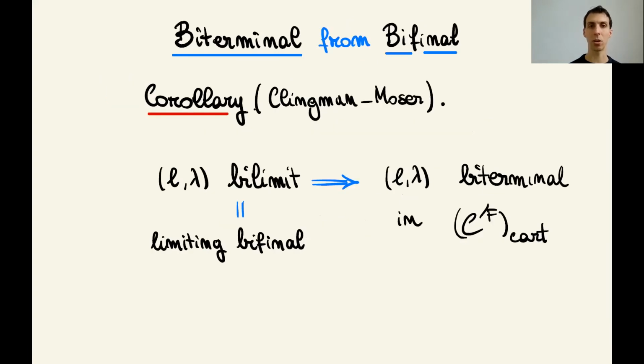This is an interesting corollary that was already proved by Kellingman and Moser. If this pair L lambda is a bilimit, so it is limiting bifinal, as we said, then if we restrict to the two-category where the one-cells are spanned by the Cartesian one-arrows, what we call M-cart, then this lax cone, L lambda, is biterminal inside this restricted two-category. This does not characterize bilimits, but it says that they are biterminal at some point.